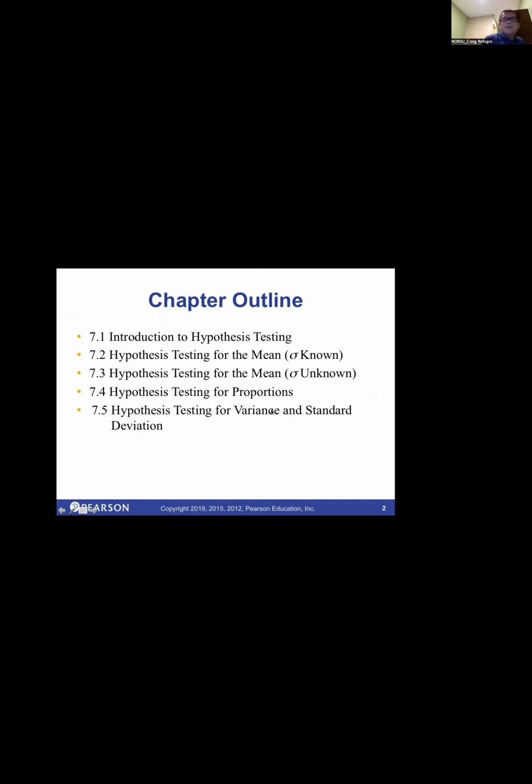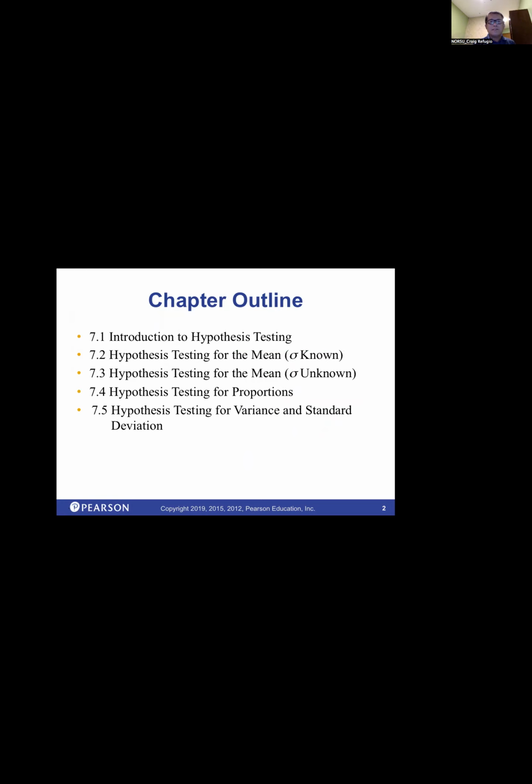So these are the chapters. 7.1 is all about introduction to hypothesis testing. 7.2, hypothesis testing for the mean, wherein sigma is known. That letter there is the Greek letter sigma, and that refers to the standard deviation of the population.